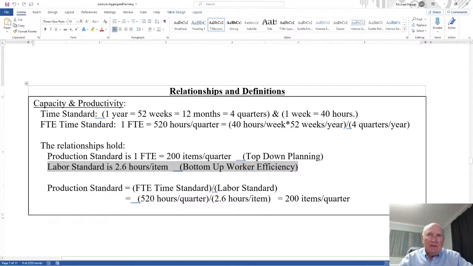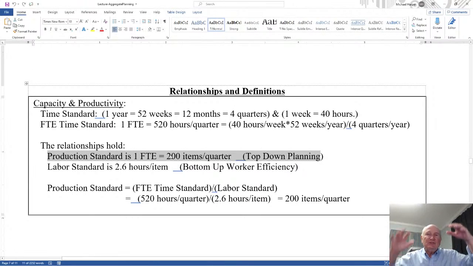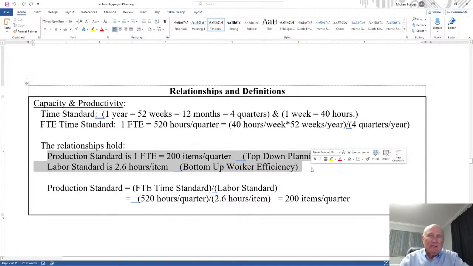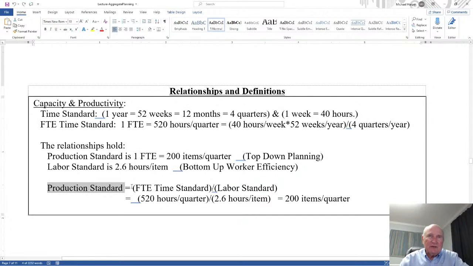And then the top-down planning is the actual production standard, 200 items per quarter. This is what's used top-down to determine here's how many FTEs we need. Well, the relationship between the production standard and the labor standard is simply using the time standard up here. The production standard equals the FTE time standard divided by the labor standard. Well, if the time standard is in quarters and you divide that by the labor standard, then the production standard will be in quarters. And so that's how all of this works together.